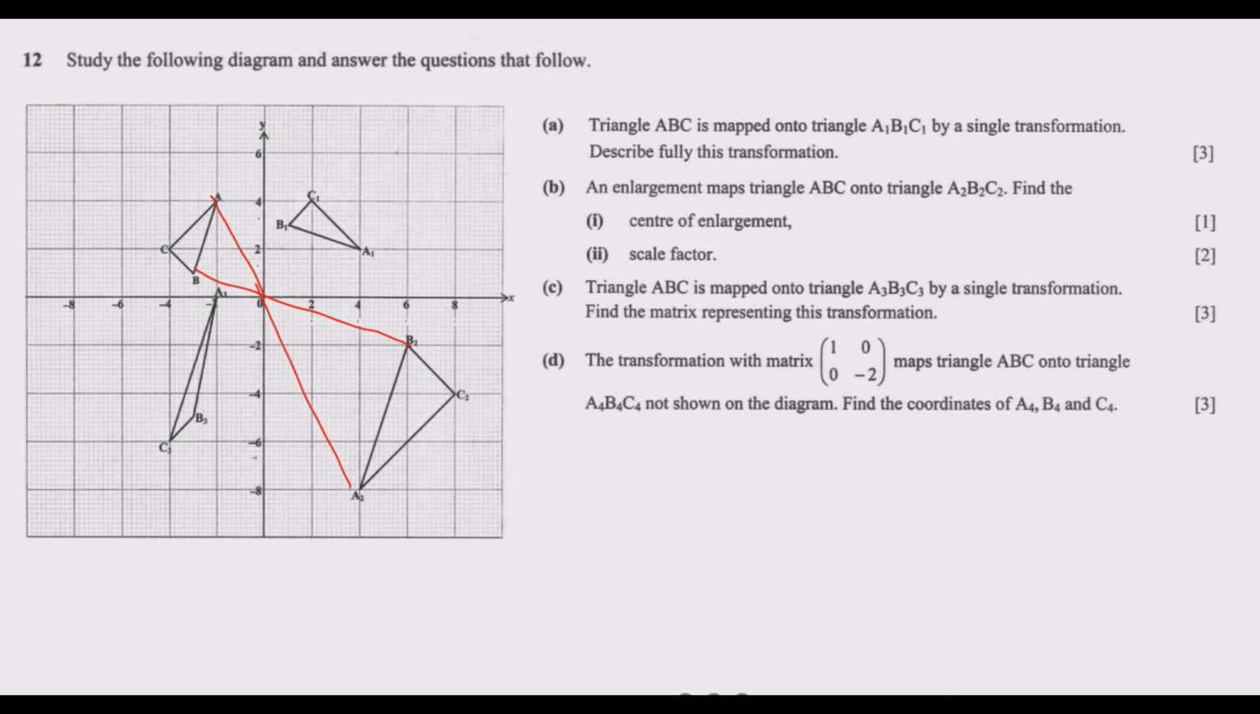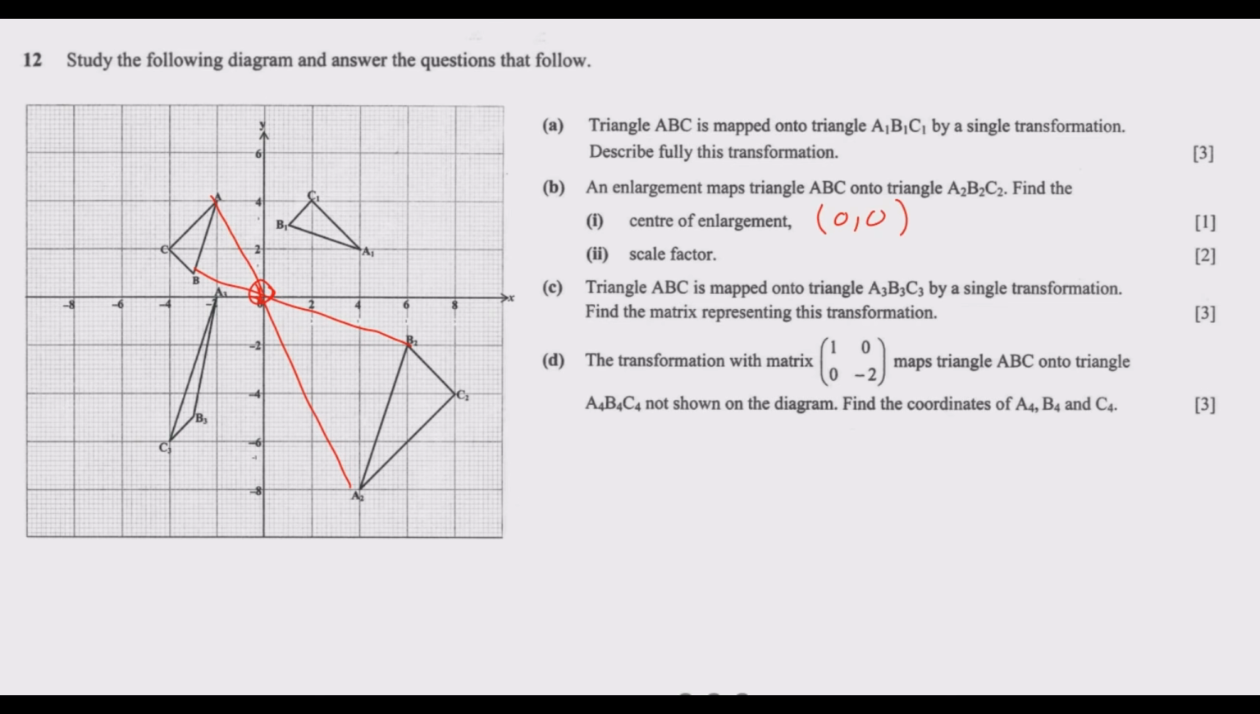So you just need 2 points. But what you notice is if you join all of them, they'll pass through the center. So this point of intersection again is the center of enlargement. In this case it is 0, 0. That's the center of enlargement.